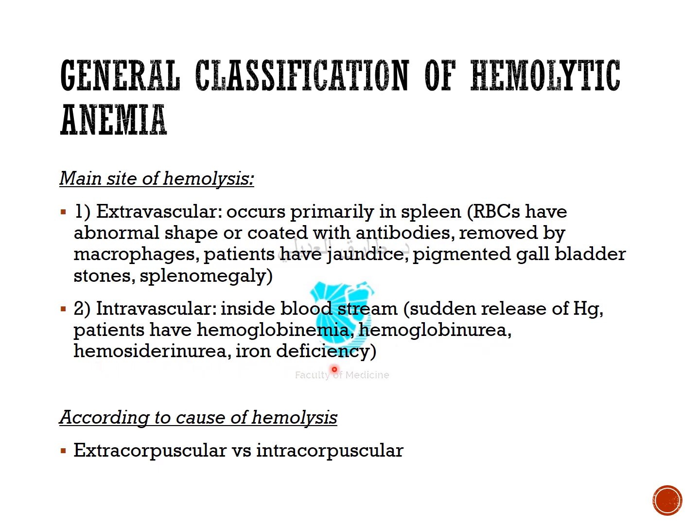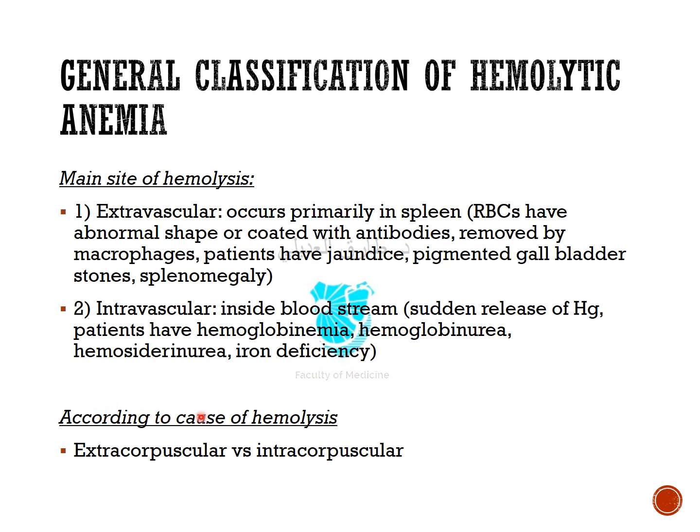Hemosiderinuria and iron deficiency, because along with the hemoglobin there is iron, so it is excreted with hemoglobin in the urine and the patient will develop iron deficiency. So in this form, it is more acute and has more critical symptoms, and the haptoglobin is almost absent, in contrast to the first one, because it occurs outside the blood vessels.